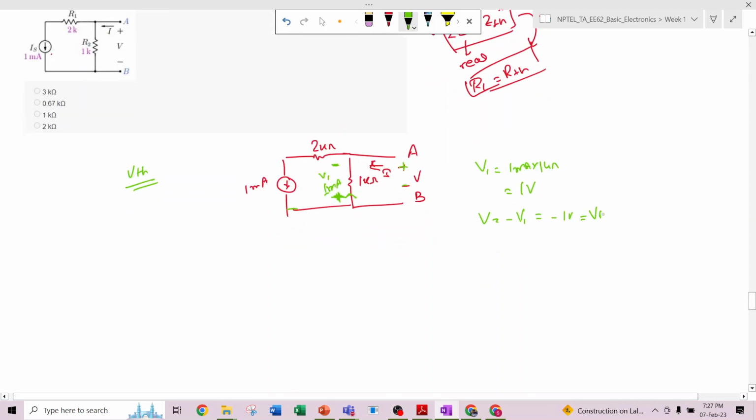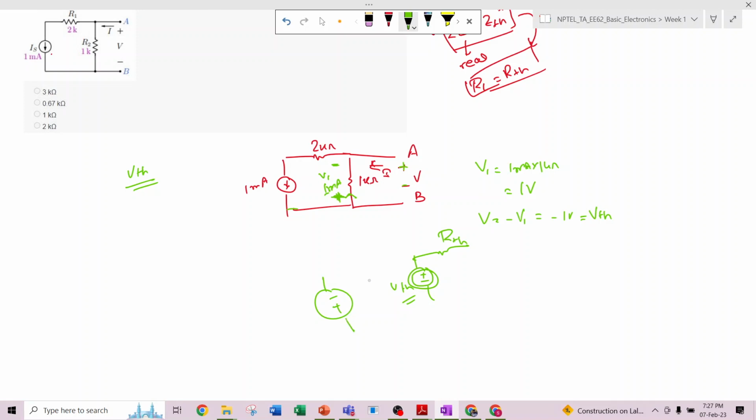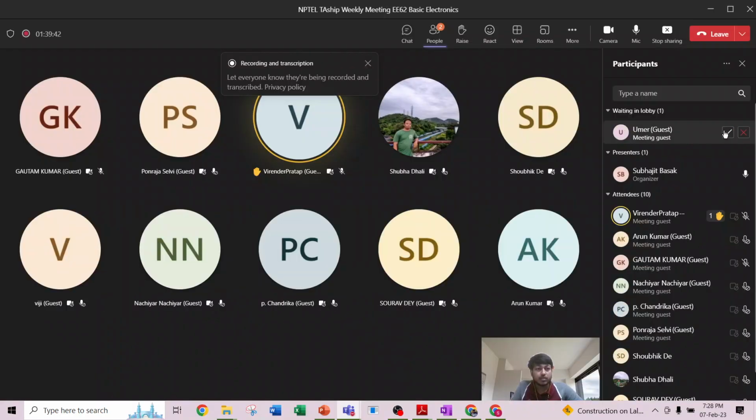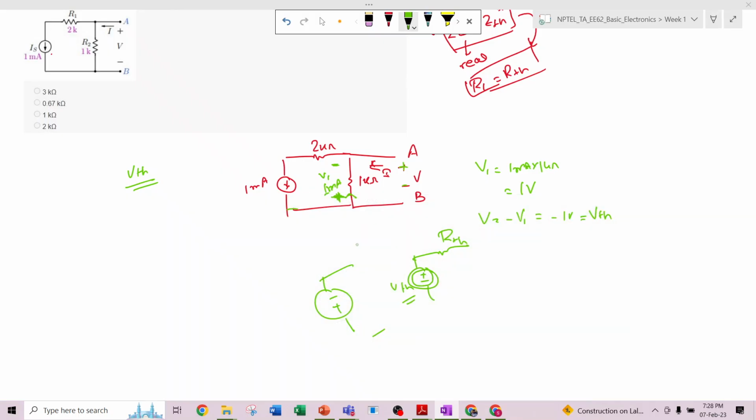Thevenin equivalent voltage is minus 1 volt. If you represent the circuit like this, with RTH and VTH, and it comes out as minus 1, that means the plus and minus signs will be opposite in the circuit. You go with some convention for this VTH, and if it comes out negative, that means in the original circuit this should be minus and there it should be plus. So basically VTH is equal to minus 1 volt.